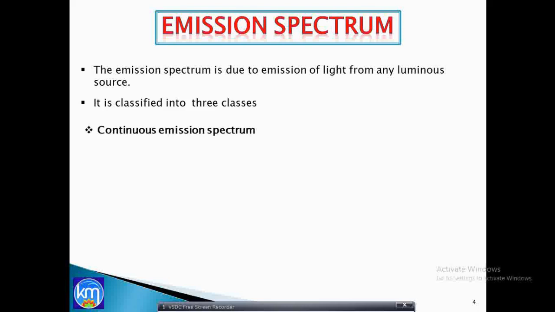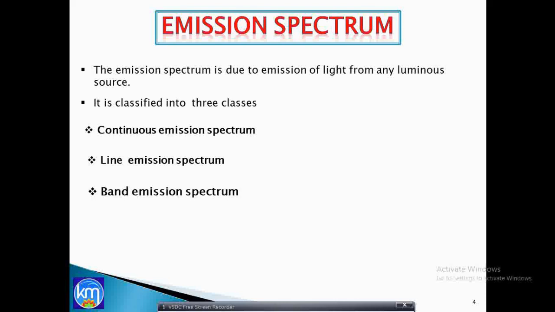This emission spectrum can further be classified into three types. One is the continuous emission spectrum, another is the line emission spectrum, and another is the band emission spectrum. So understand, students, when do we get emission spectrum? Emission spectrum is obtained due to the emission of light from any luminous source. As I said, a luminous source means any body which can emit light by its own, called a luminous object or luminous source. So this results in the emission spectrum.